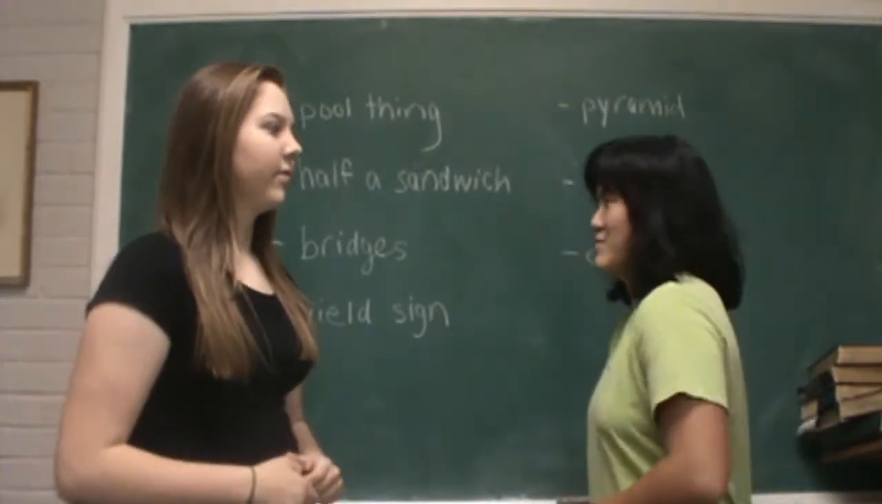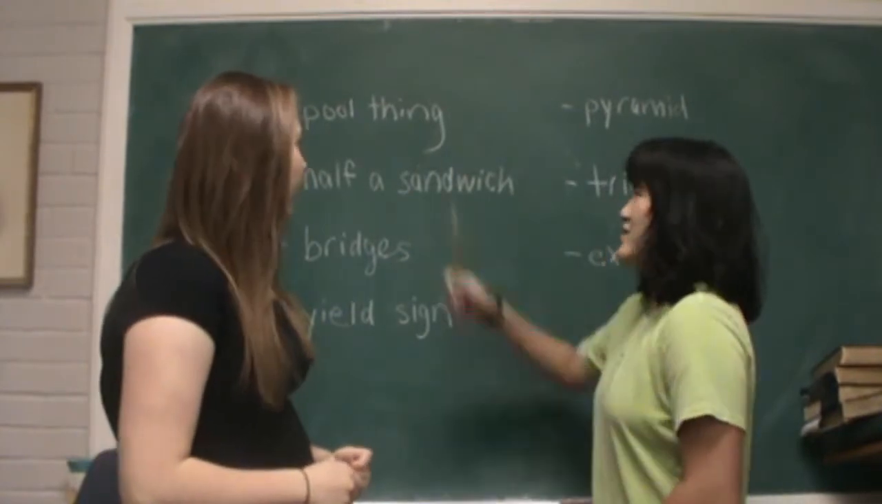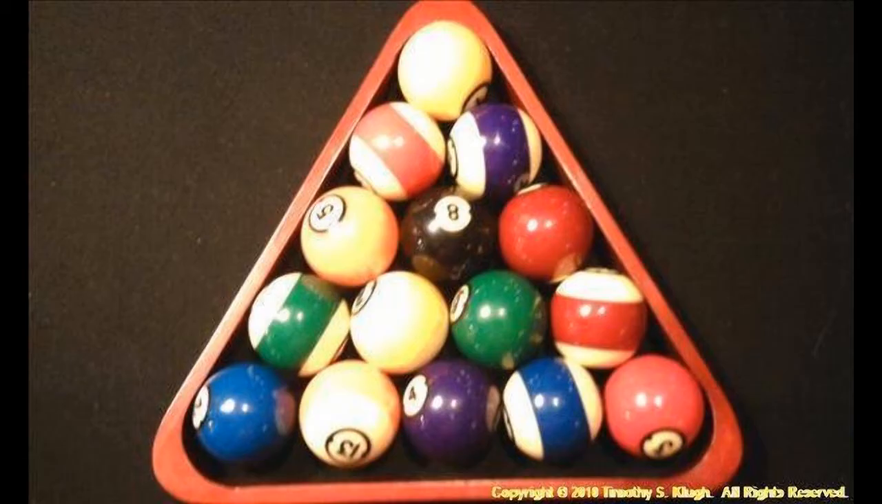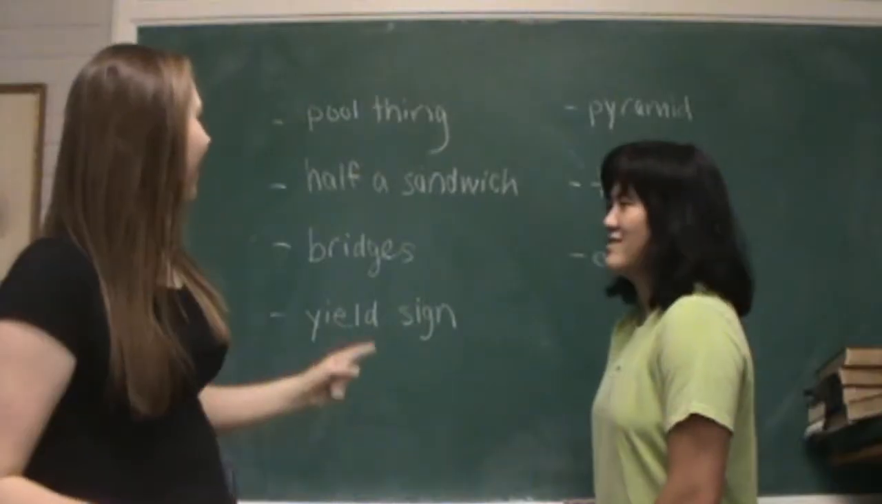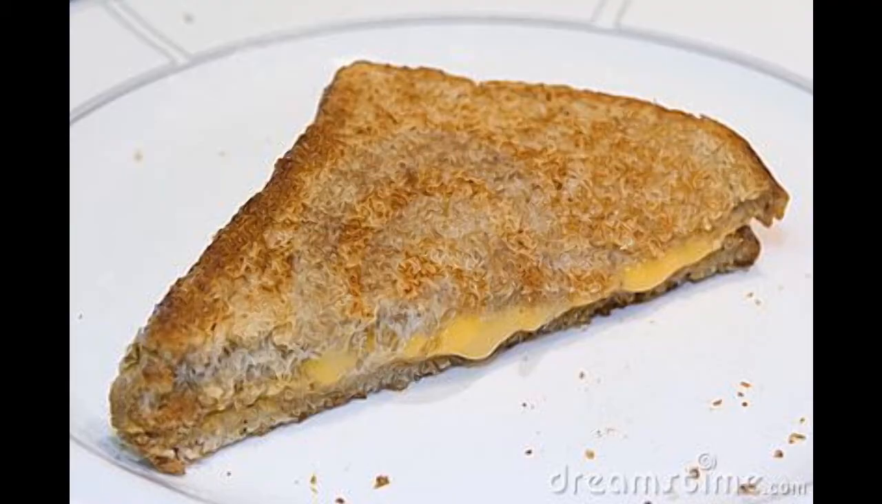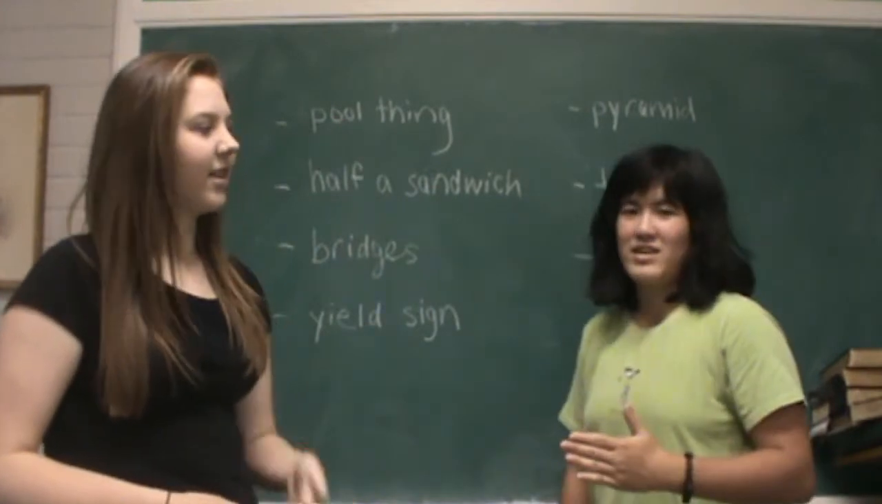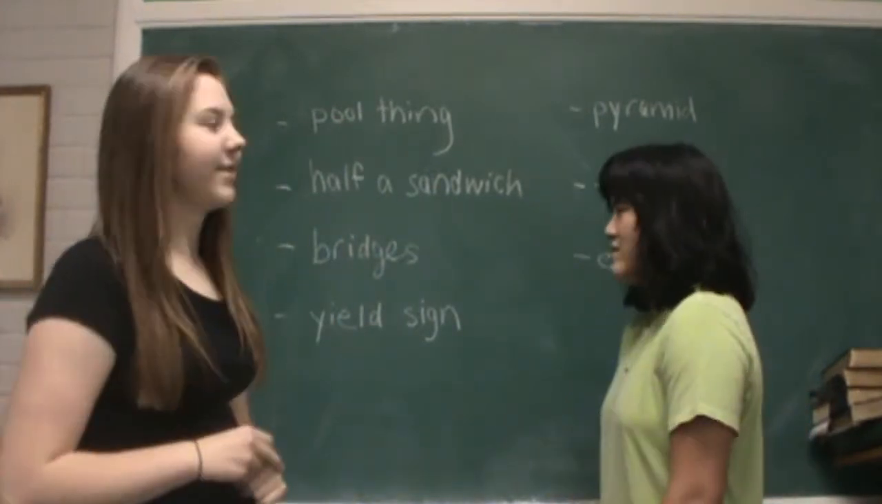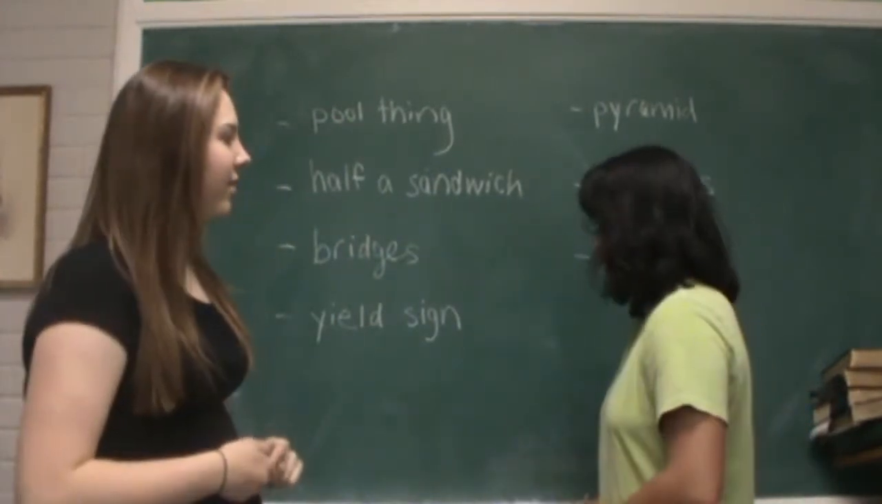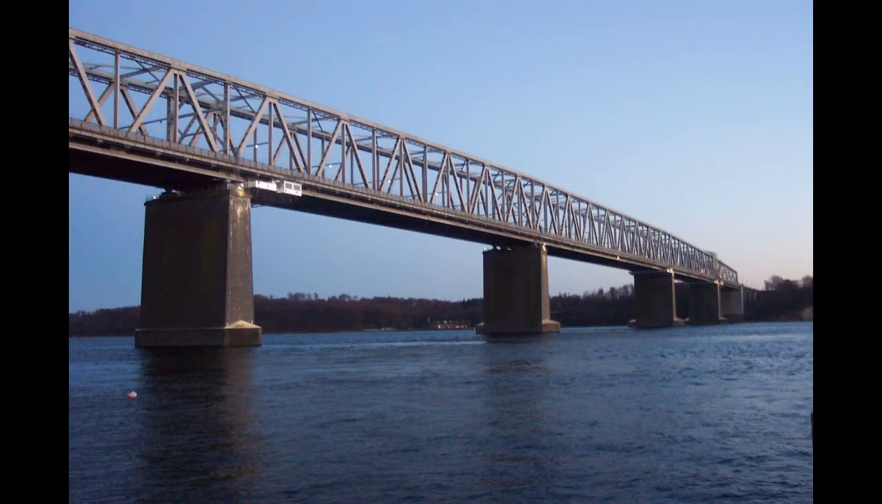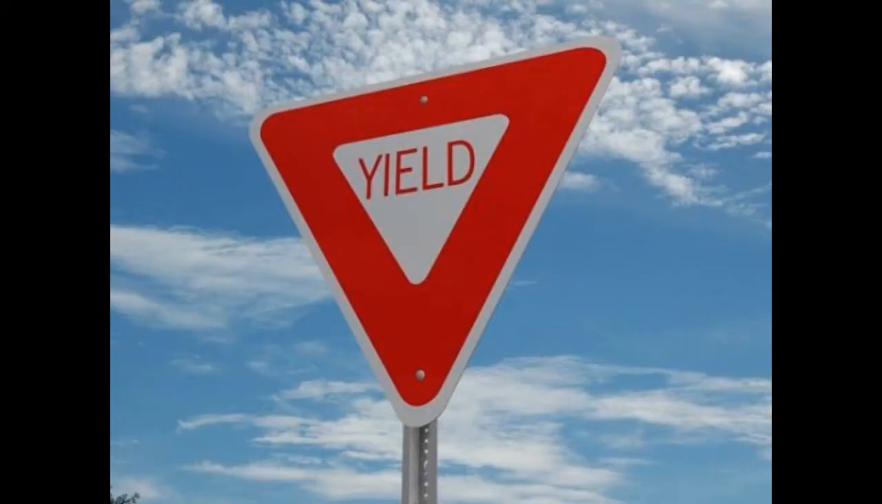These are some real world examples of a triangle. The pool rack, to rack your balls. A half of a sandwich when you cut it diagonally into a triangle, not when you cut it into a rectangle. Bridges sometimes are made out of triangles because they're very supportive. The yield sign you see on the road. It really catches your eye so you can yield.